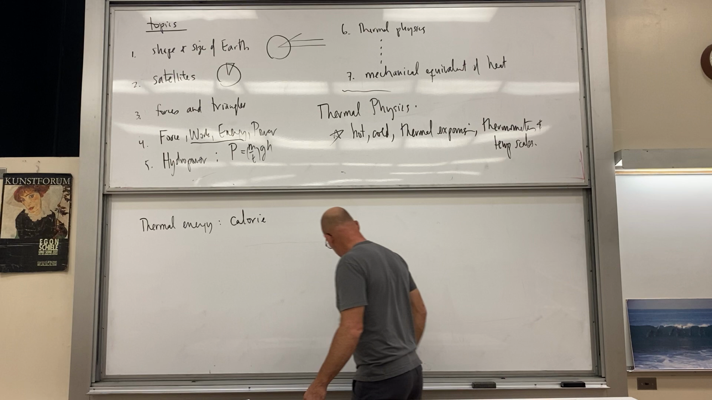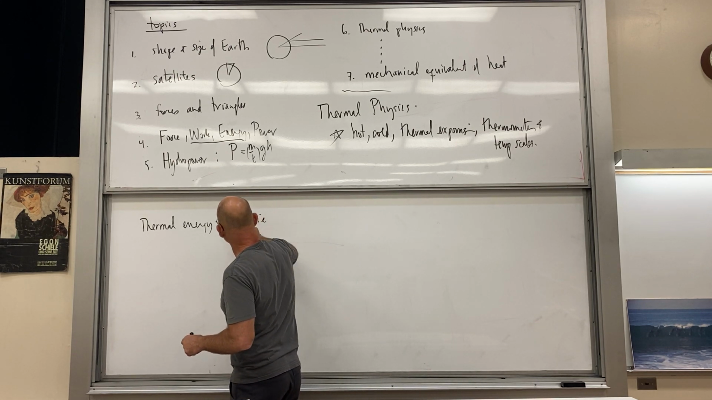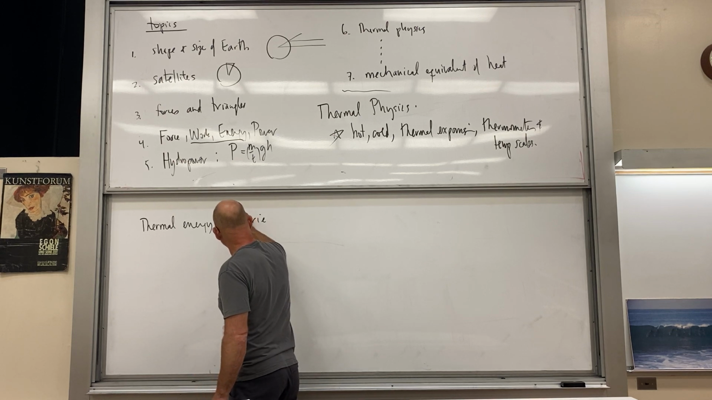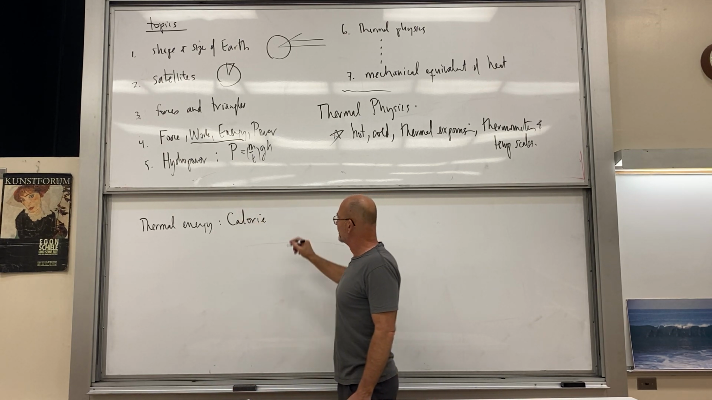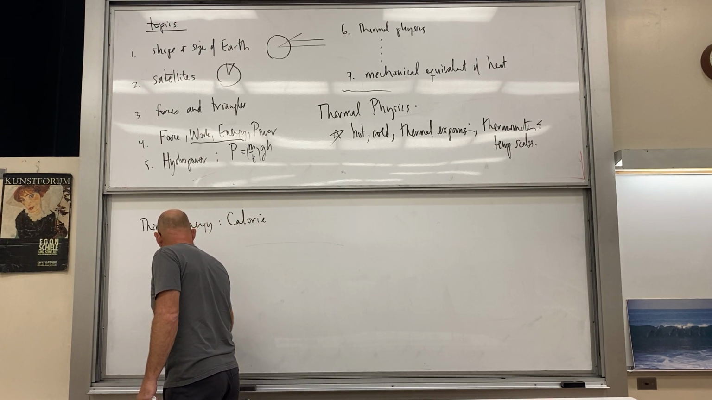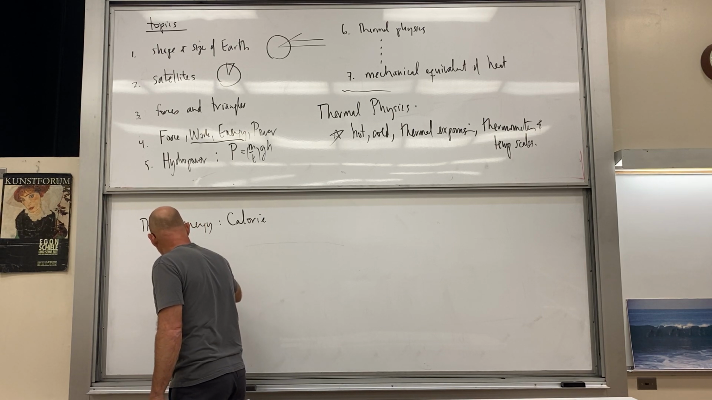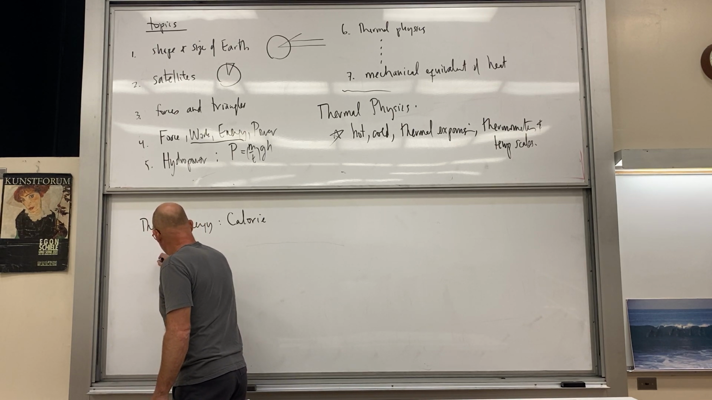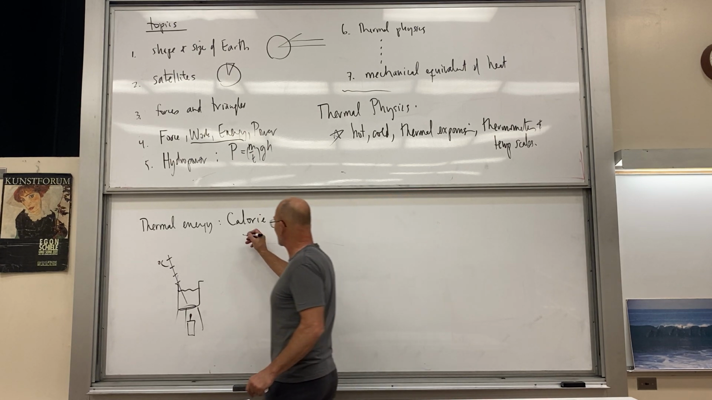Calorie. And did I write it with a capital C or a lowercase? A little ambiguous. Let's go ahead and use the capital C. Lowercase is 1/1000th of one of these. And the cartoon that goes with the calorie is that we have, on a stand with a candle underneath, water inside, and a thermometer. So that's the cartoon that goes with our calorie discussion.